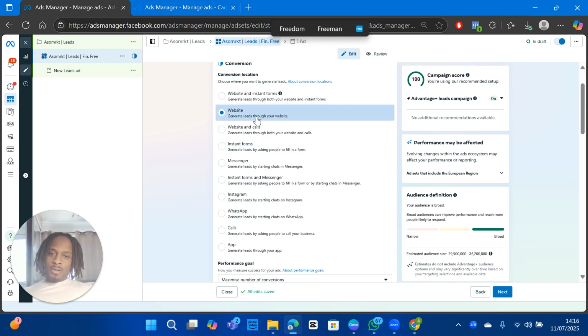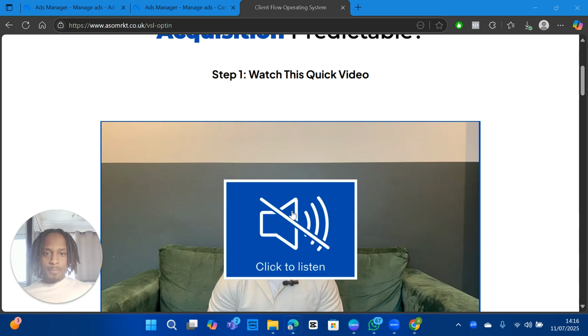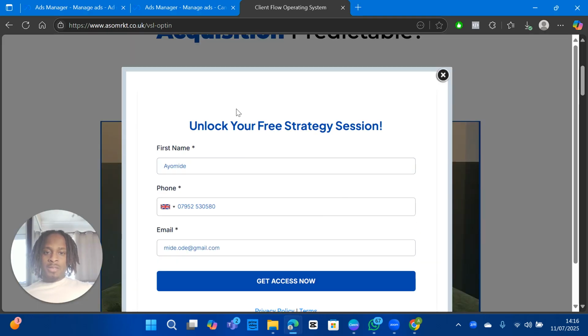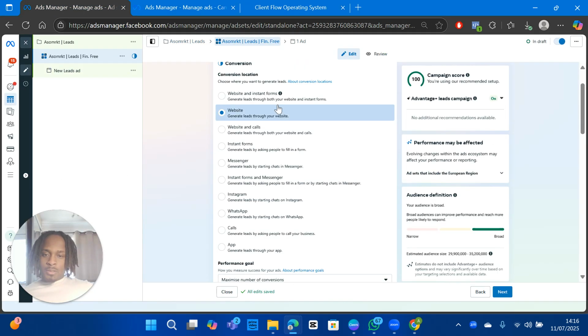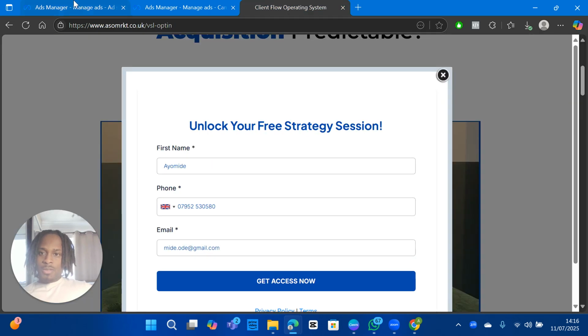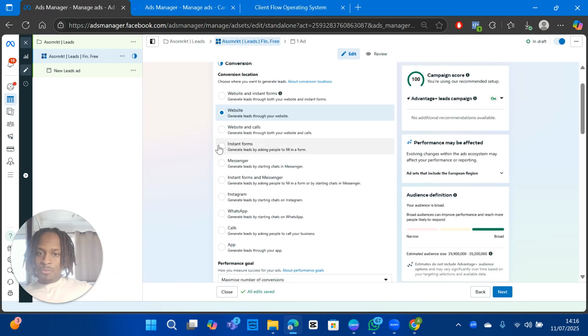So again, if you're setting up people to go to your website, let's say you had an opt-in page, I'll get mine up now. So here's my opt-in. The lead magnet is the free strategy session. People fill in their name, number, email, and it's a website, this is the URL for it. So I would send people to the website, because I want people to go to this website. And simply, if you want to use instant form, which some people do, then I would select instant form.